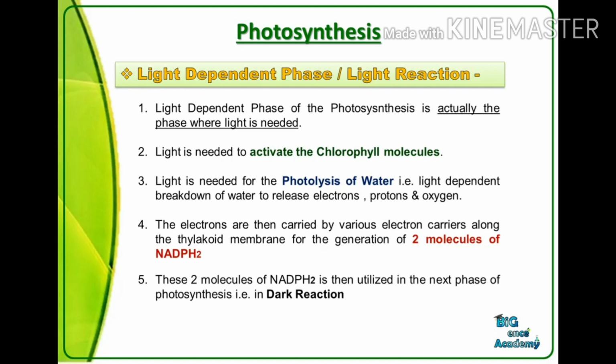Light is needed for the photolysis of water, that is light dependent breakdown of water to release electrons, protons and oxygen. The electrons are then carried by various electron carriers along the thylakoid membrane for the generation of two molecules of NADPH2 with the help of an enzyme we will see later in the dark reaction. These two molecules of NADPH2 are then utilized in the next phase of photosynthesis, that is the dark reaction. We will see this later in this video. So keep watching.